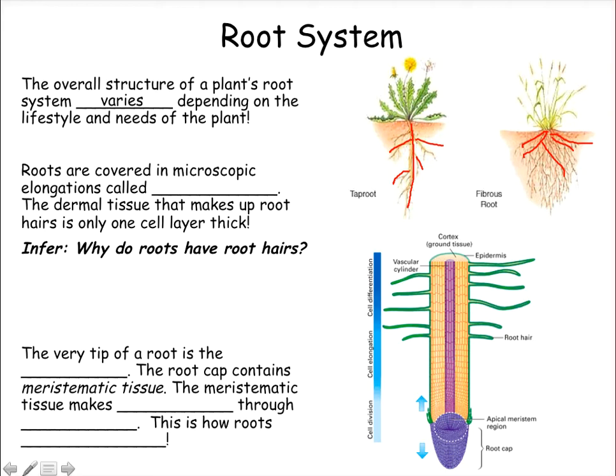However, one thing that all root systems have in common is that the roots are covered in microscopic elongations called root hairs. These root hairs are made of dermal tissue. You can see them in the diagram here. We have a single root, and these projections in green show the root hairs coming off of the root. They're exaggerated in this diagram. Normally they would be microscopic.